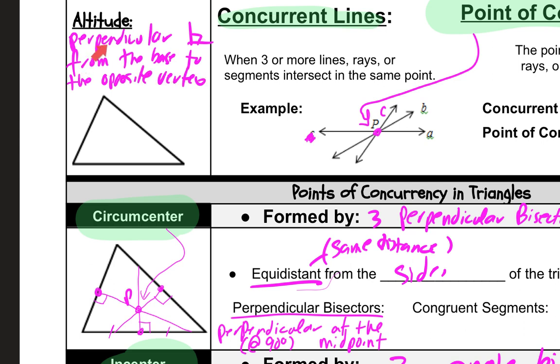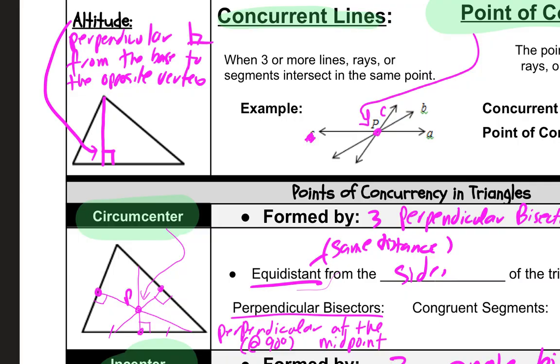Okay, so it goes perpendicular from the base to the opposite vertex. So let's think about it. If we're looking at it like this, this would be the base, right? So perpendicular to the opposite vertex means it needs to go straight up and down. So we start at that vertex and we go straight down. Then that makes a 90-degree angle. So that's called the altitude. The altitude is this line right over here.